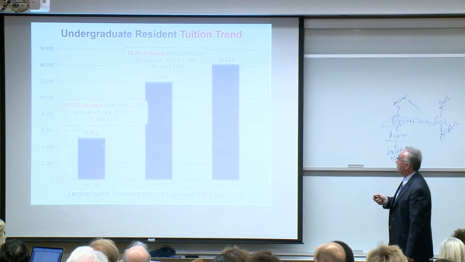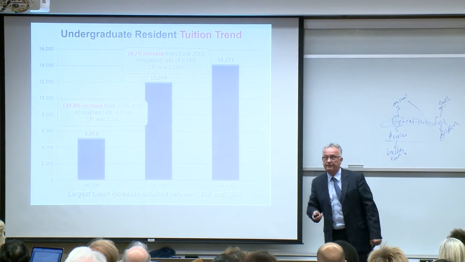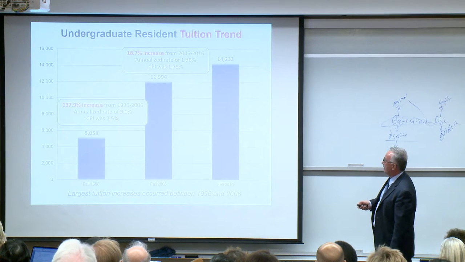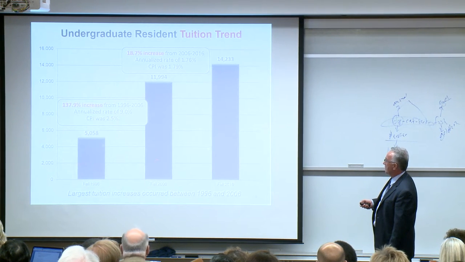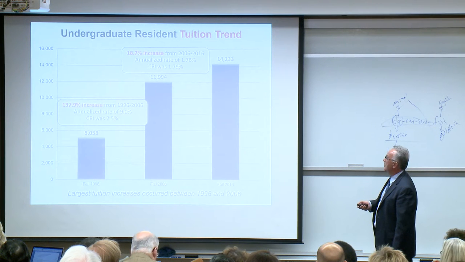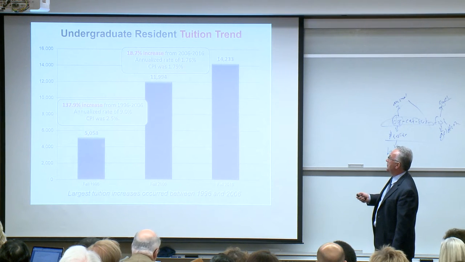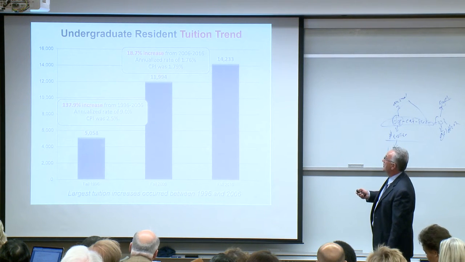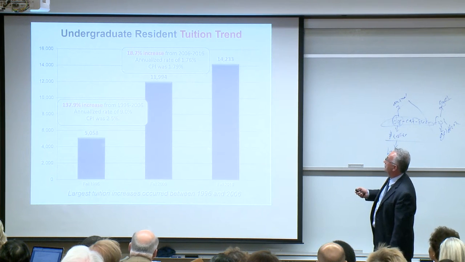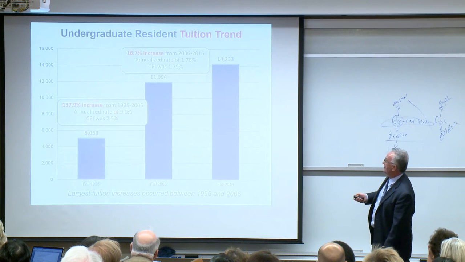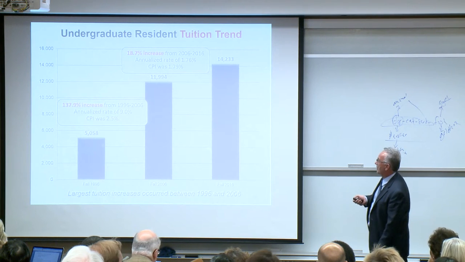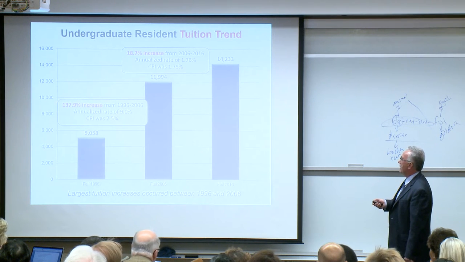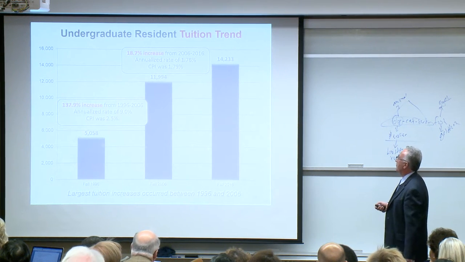So how did the university fund its budget if state support has not been a source of funding? This is what it looked like going from fall 1996 to fall 2006. Tuition went from $5,058 to $11,994, or an increase of almost 138%. I had to find it on the chart. That was an annualized rate of increase of 9% per year.